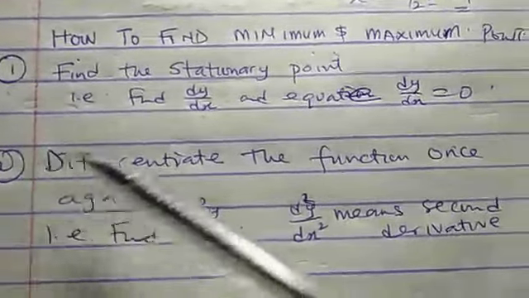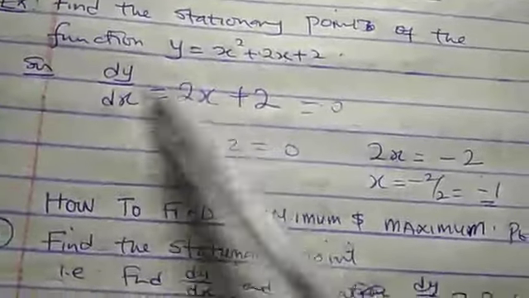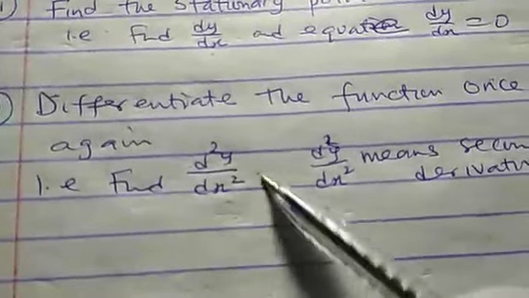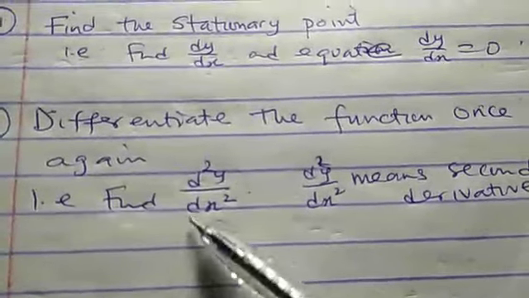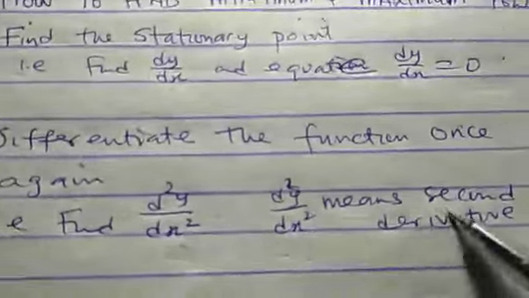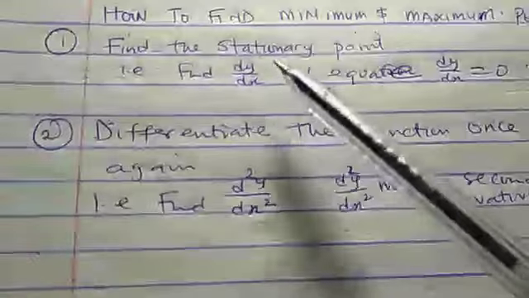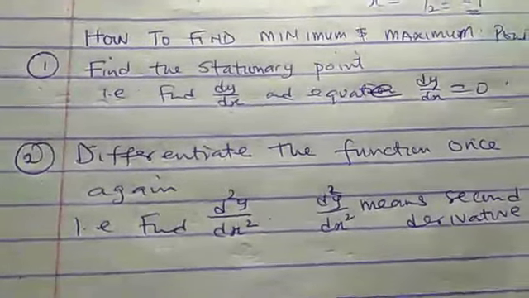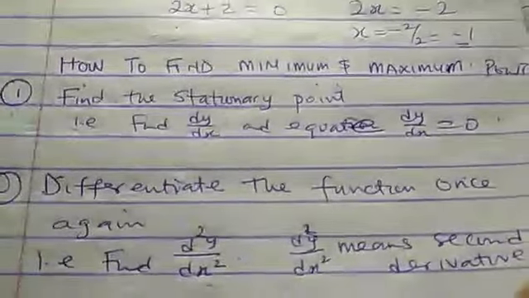The second step is to differentiate the function once again. For instance, now here I'll differentiate once again. You need to find this sign d squared y over dx squared. It simply means the second derivative. That is, you differentiate dy/dx once again. So that is what they mean by d squared y over dx squared. Having done that, we can now move to how we find the minimum and maximum.